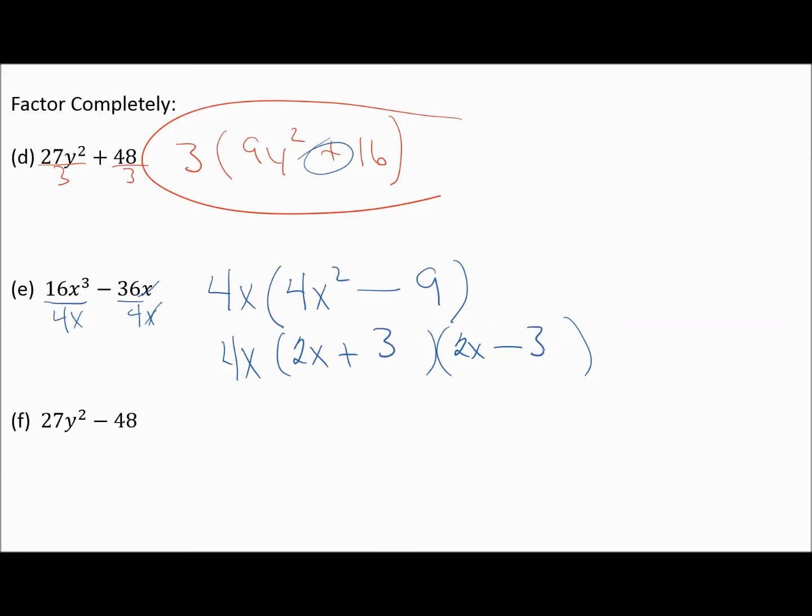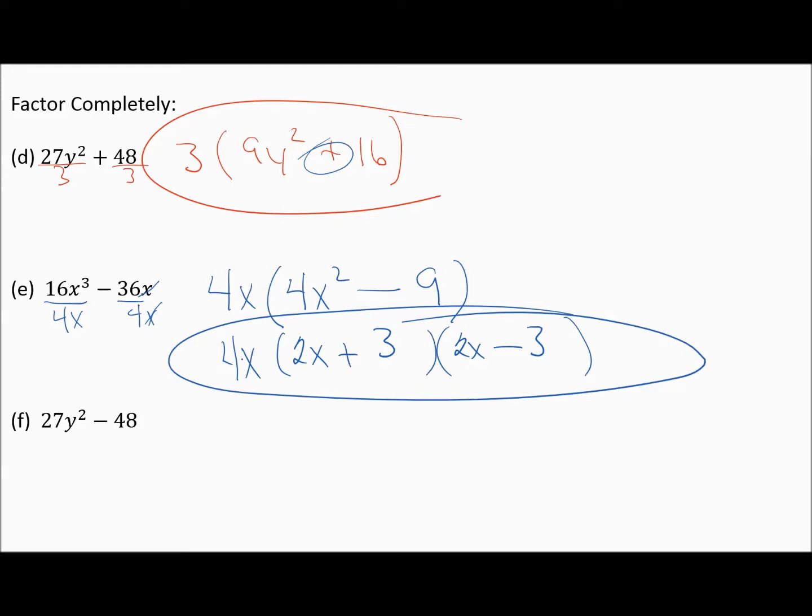I scan through to make sure there's not a greatest common factor or make sure any of my factors won't factor further. But that's it. That is what we call completely factored. And factored means you're writing your expression as a product. Things multiply together instead of like here, subtracted. All right, let's try this again.